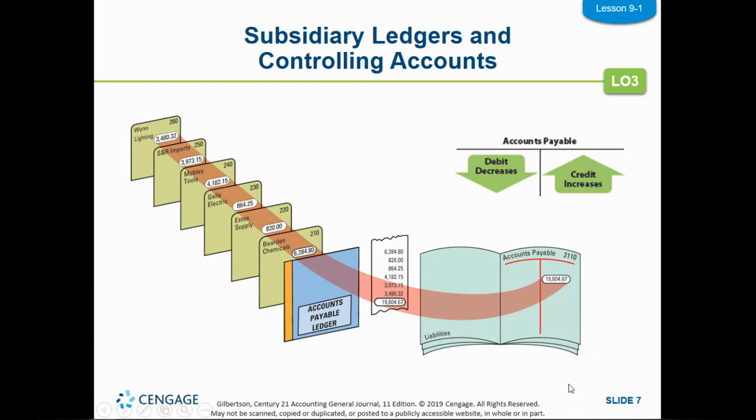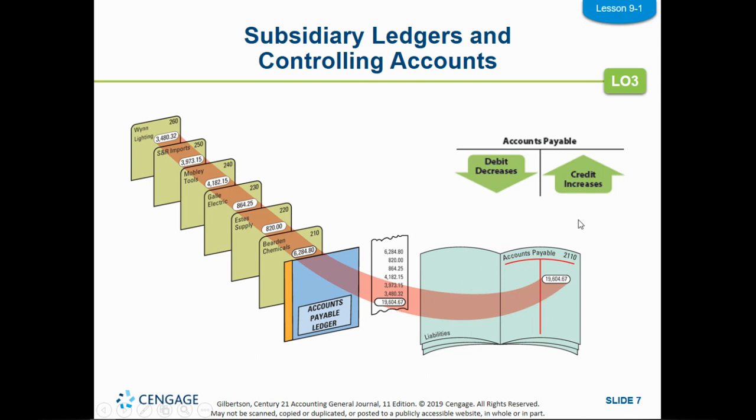This slide gives you a visual of what I just explained. Over here on the left, we have a list of each of those vendors that we are doing business with and a balance of what we owe them. These all together make up our accounts payable ledger. Over here on the right-hand side, we show that we still have that accounts payable account in the general ledger. The balance of the accounts payable account in the general ledger should equal the total of all the vendors' balances added together in the accounts payable ledger.